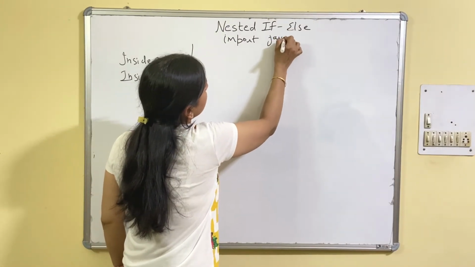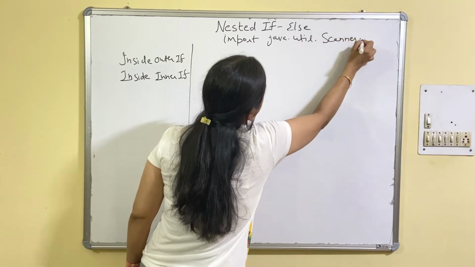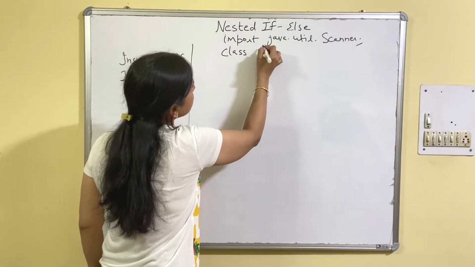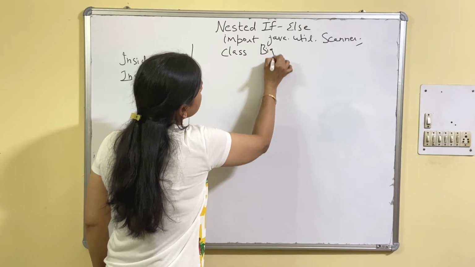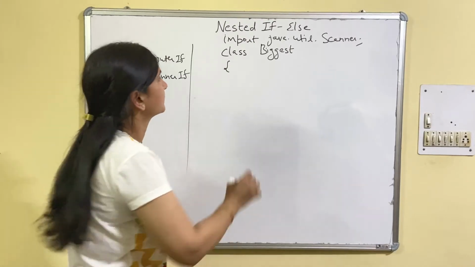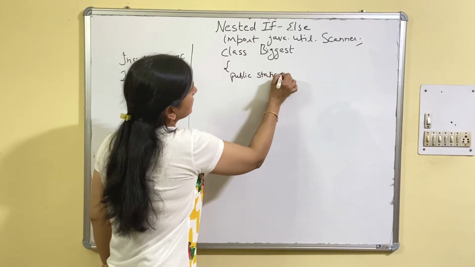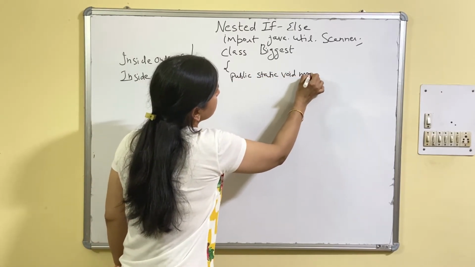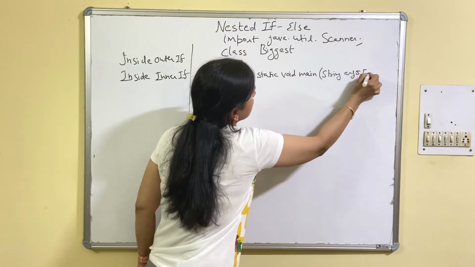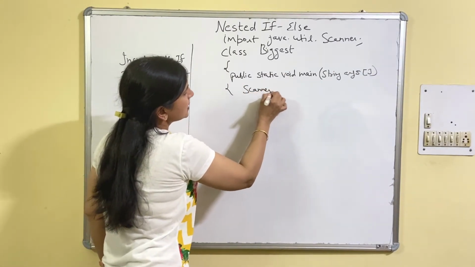Import java.util.Scanner. Class greatest or biggest, you can take. Okay, I am taking biggest. Fine. Then public static void main String args.